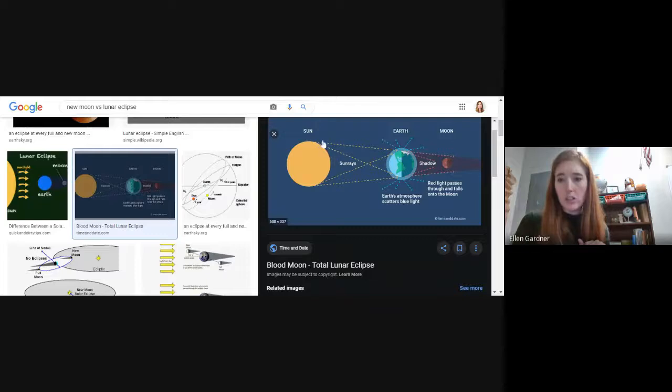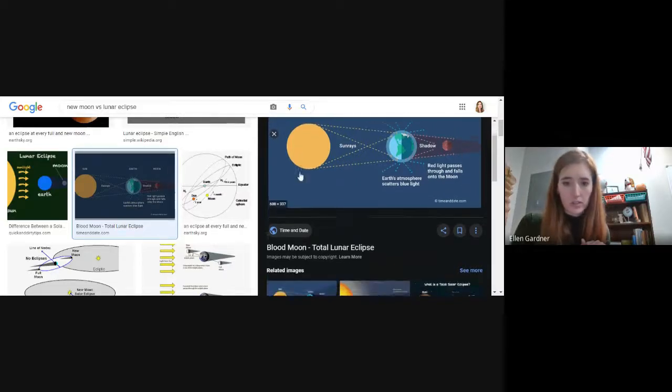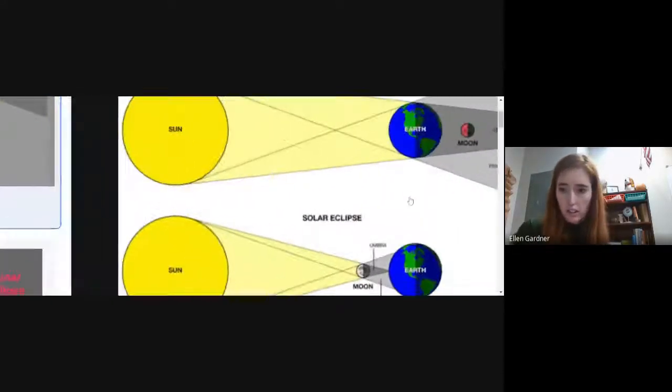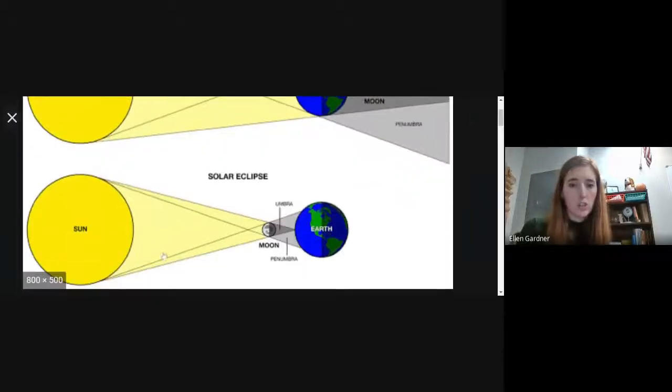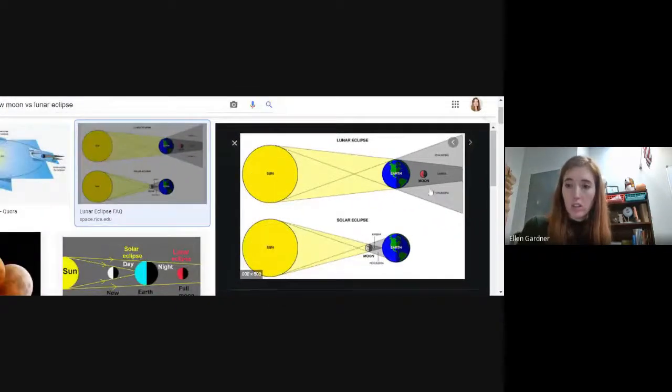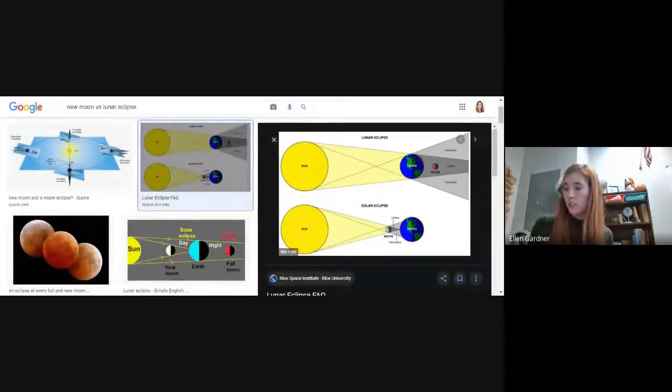So the sun's rays would be hitting Earth, and the moon falls in Earth's shadow for this lunar eclipse. And it says red light passes through and falls onto the moon. So that is a lunar eclipse. Here's another good explanation of it. We'll get to solar eclipse when the moon is between Earth and sun. But for the lunar eclipse, the sun and Earth block the moon's light, as you can see here. So it'd be red on this side rather than it being any other color. So that is a lunar eclipse.